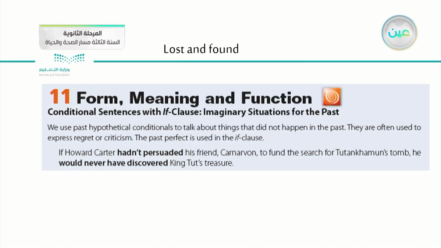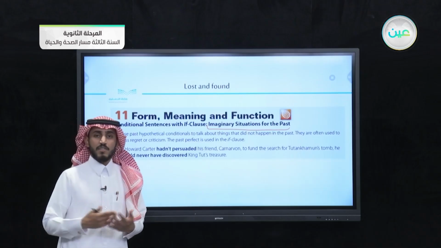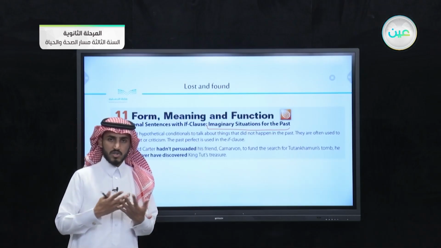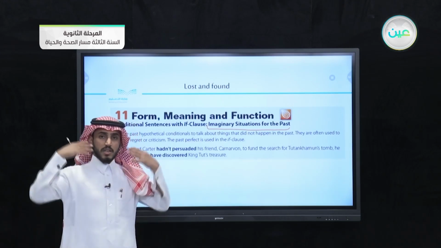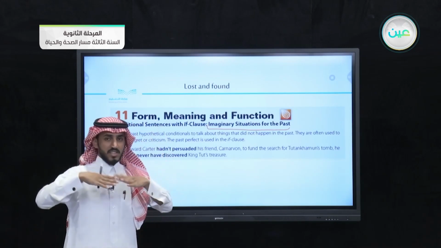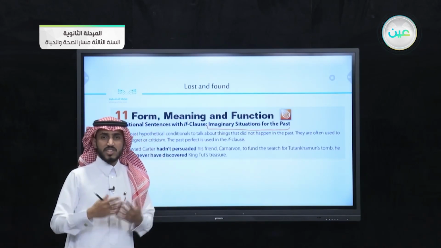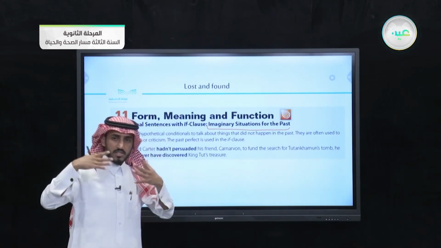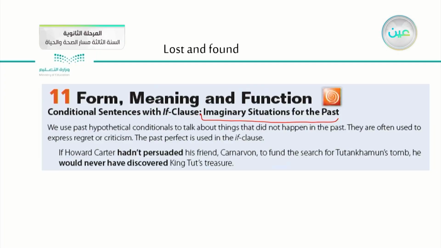We will start with the first part, which is conditional sentences with if clause when we talk about imaginary situations for the past. Imaginary means something that is not true, something is not real, something we only imagine. It's only in our minds. It didn't happen. It's just imaginary. We are just thinking about that thing.